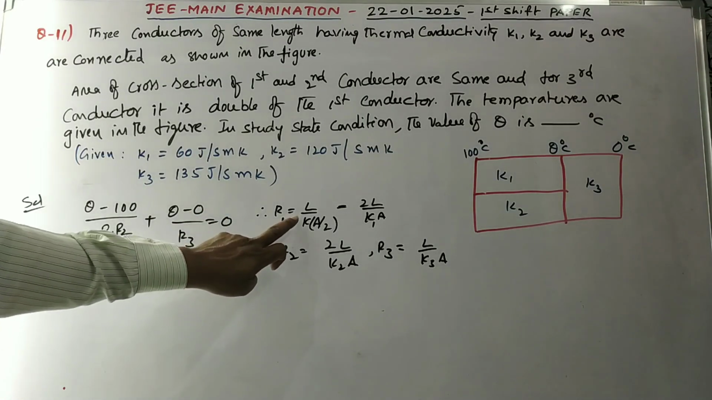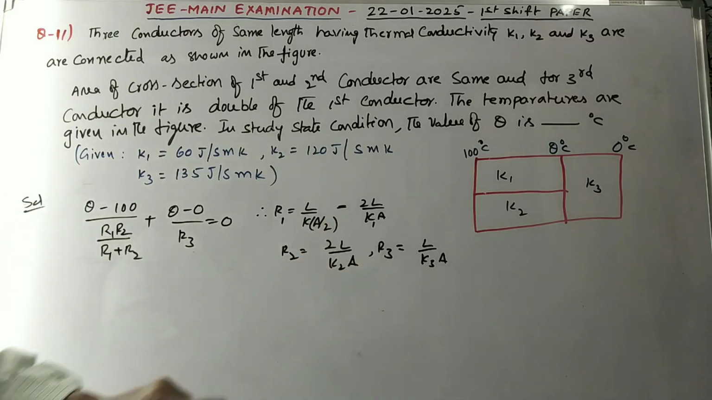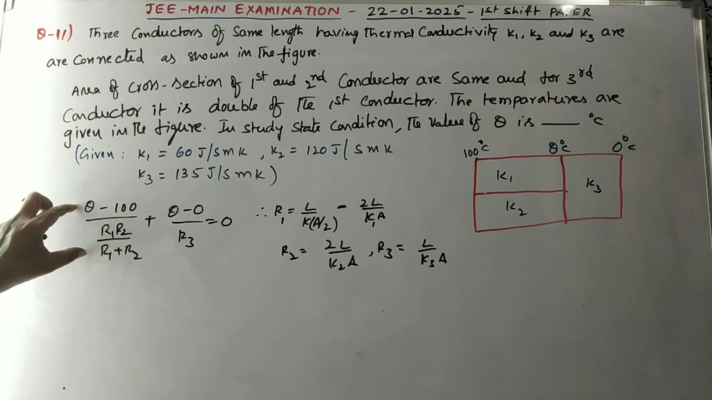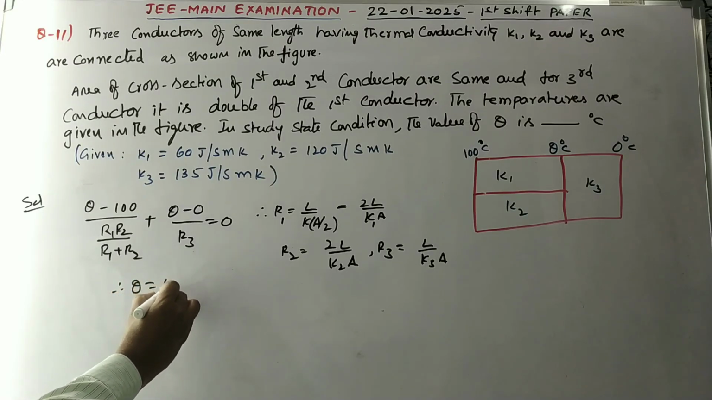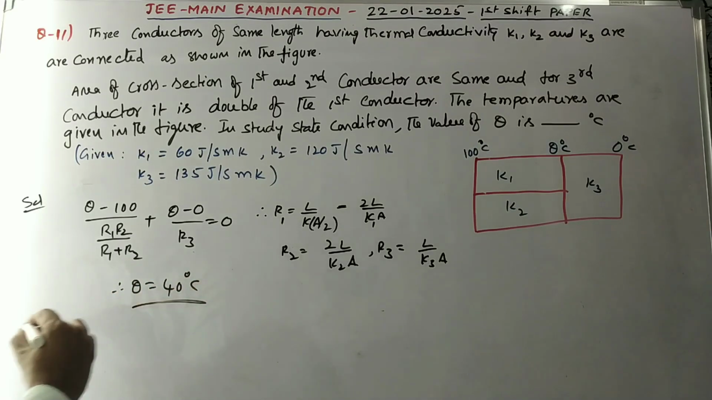When you substitute the R1, R2 and R3 values in this, you can easily calculate the theta value. Doing so, we get theta equal to 40 degrees Celsius. Okay, right, thank you.